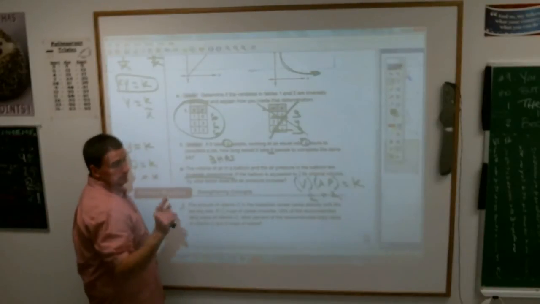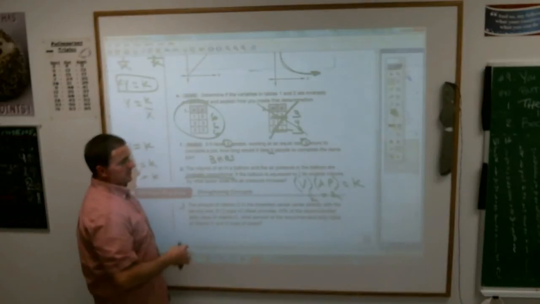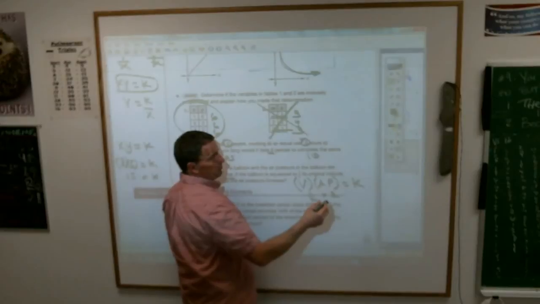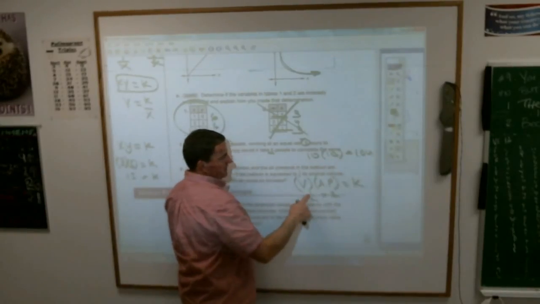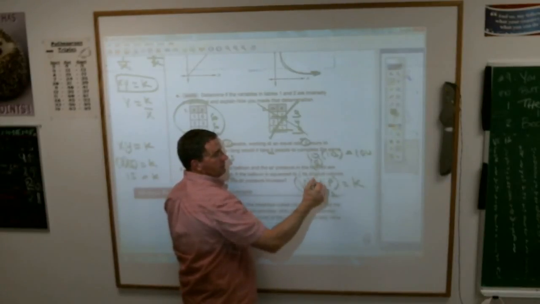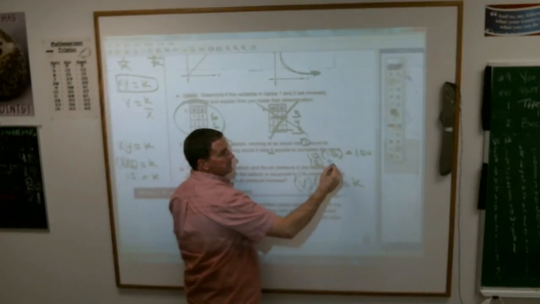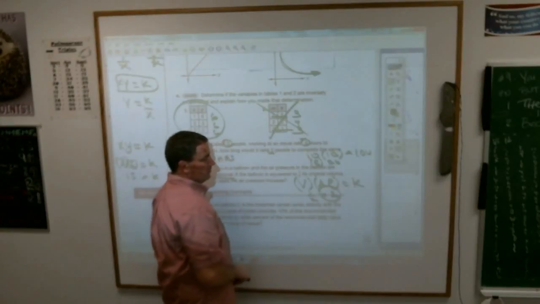If you didn't know that, you could pick any number you want. Let's say the volume was 10 and the air pressure was 10. The constant would have to be 100. The volume was cut in half, which would be 5. 5 times what number would give you 100? So what did you do to 10 to get to 20? You doubled it, times 2.